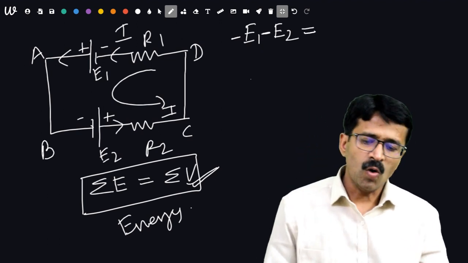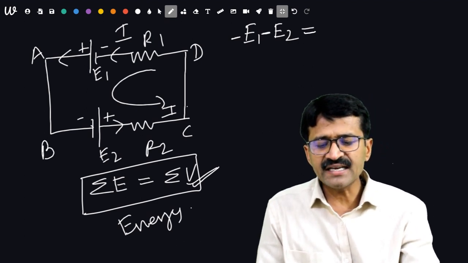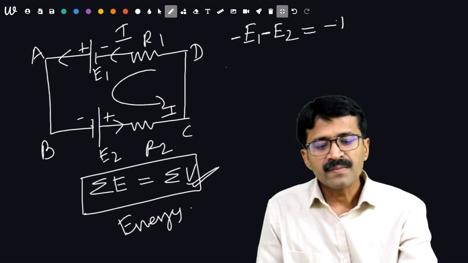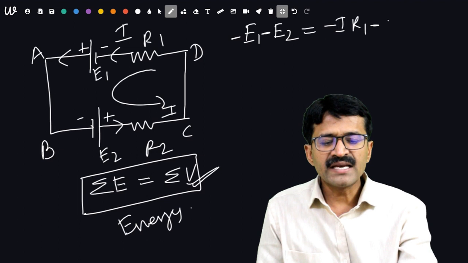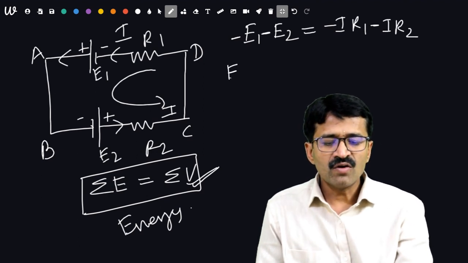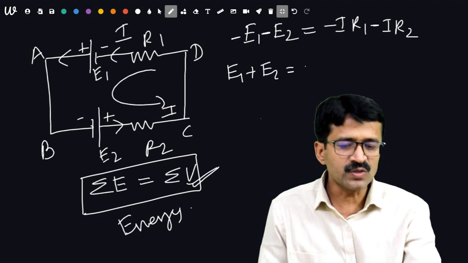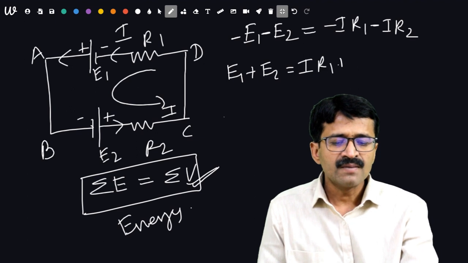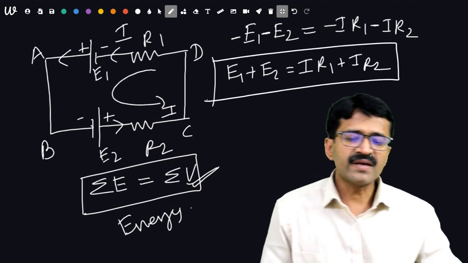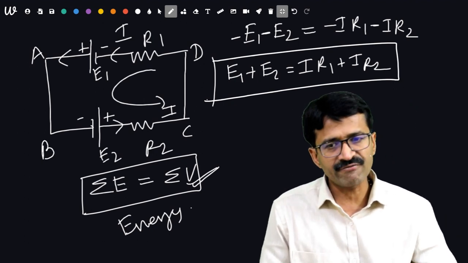This is the law. Now for potential differences, we are taking the direction along the direction of current, so the negative sign, we have to take minus IR1 minus IR2. Then you will have E1 plus E2 is equal to, with the negative sign taken common on both sides, I R1 plus I R2. This is all about the algebraic sum of EMFs being always equal to the algebraic sum of potential differences.